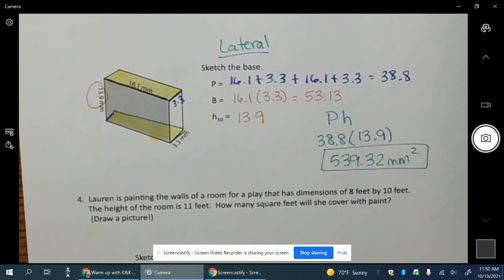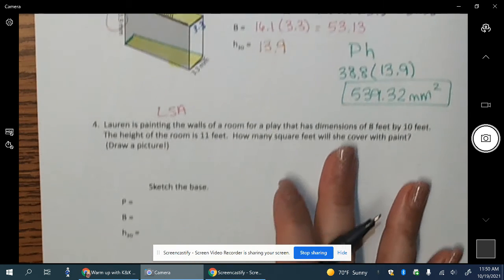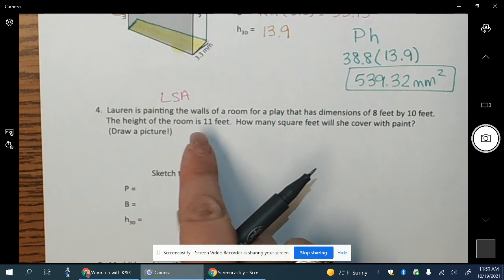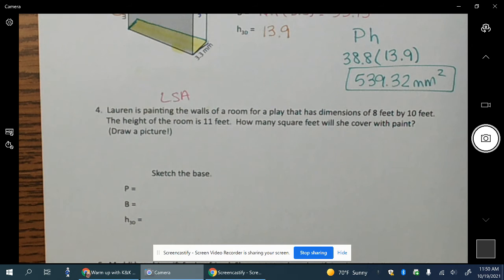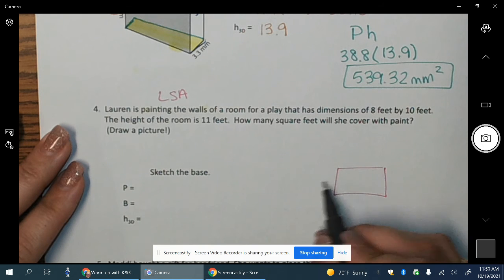All right, the next question said Lauren is painting the walls of her room. What does that automatically tell me? She's not painting the top and bottom. It's just the lateral. Do you see how sometimes you're just going to know based on the scenario? Now this one doesn't give me a picture, but I know that it's an 8 by 10.